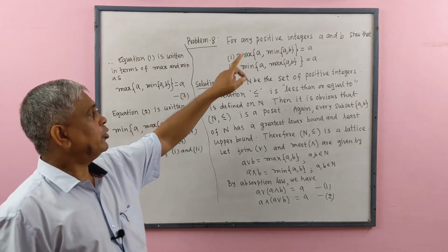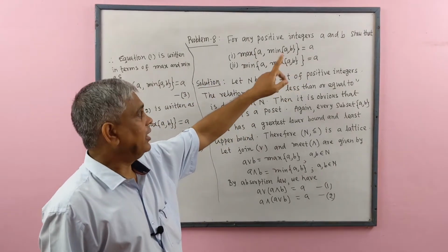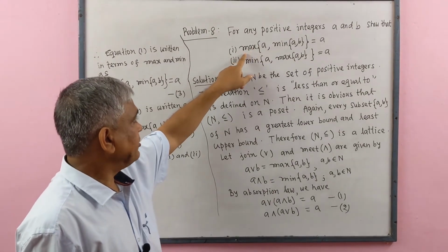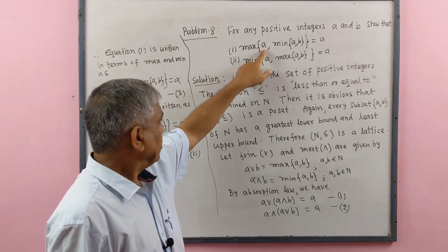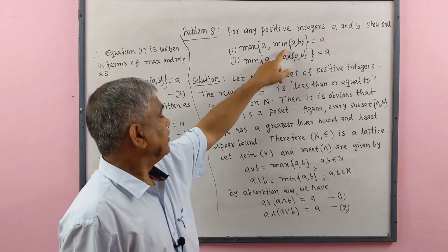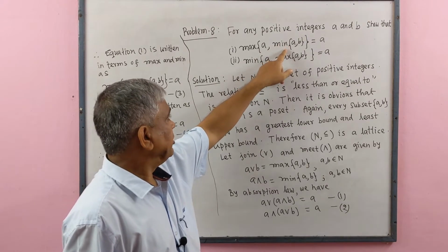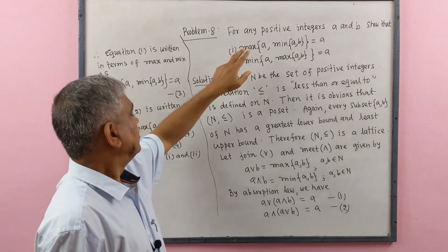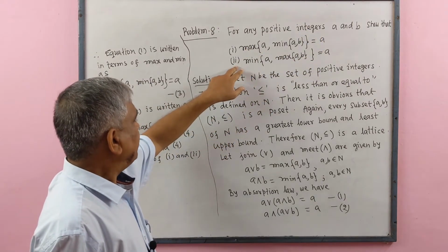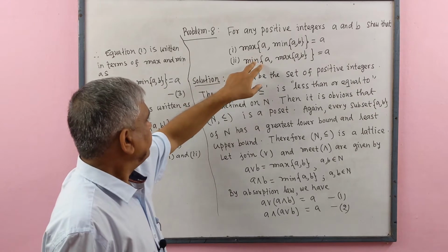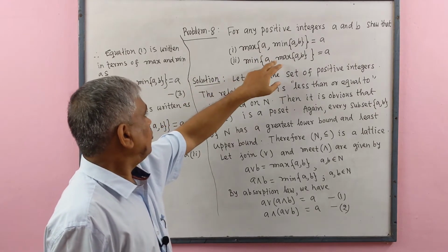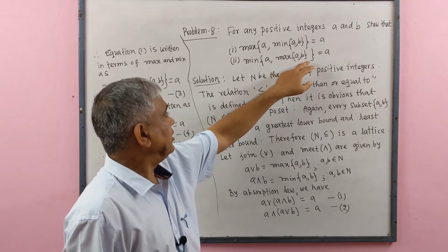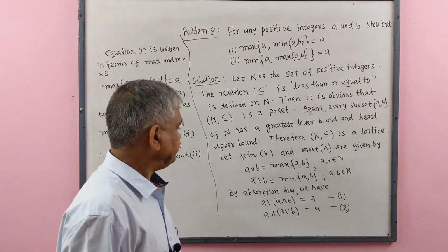For any positive integers A and B, prove that number 1, max of A comma min of A comma B equals A. Number 2, min of A comma max of A comma B equals A.